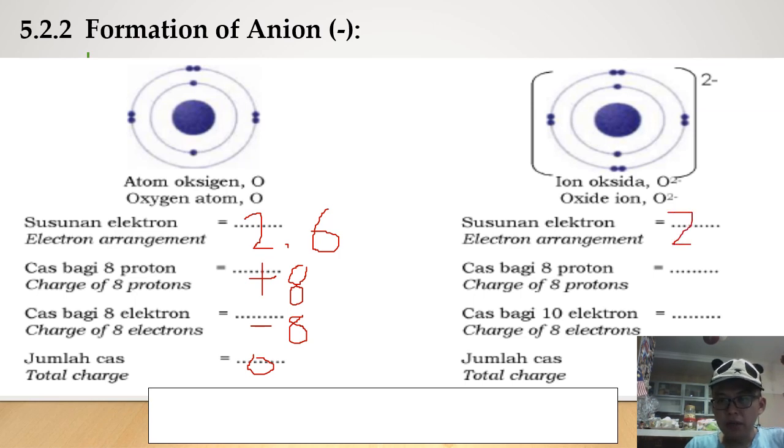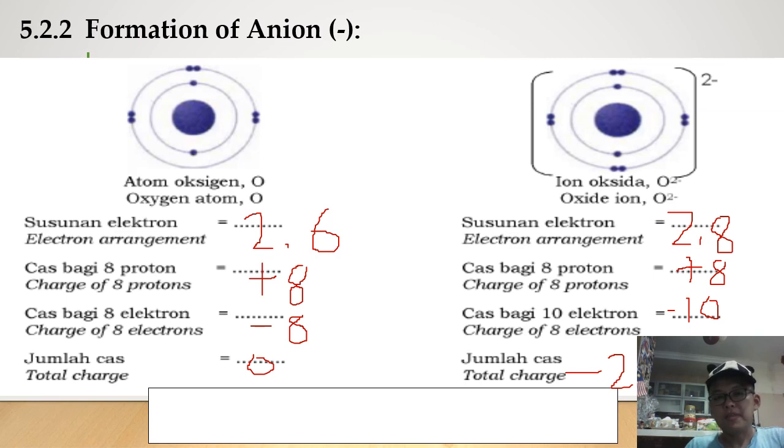Electron arrangement will be 2.8 because extra 2 is come from the metal. The oxygen will receive 2 electrons. So the charge for the protons will be positive 8 and the electron will be -10. So total charge will be -2.